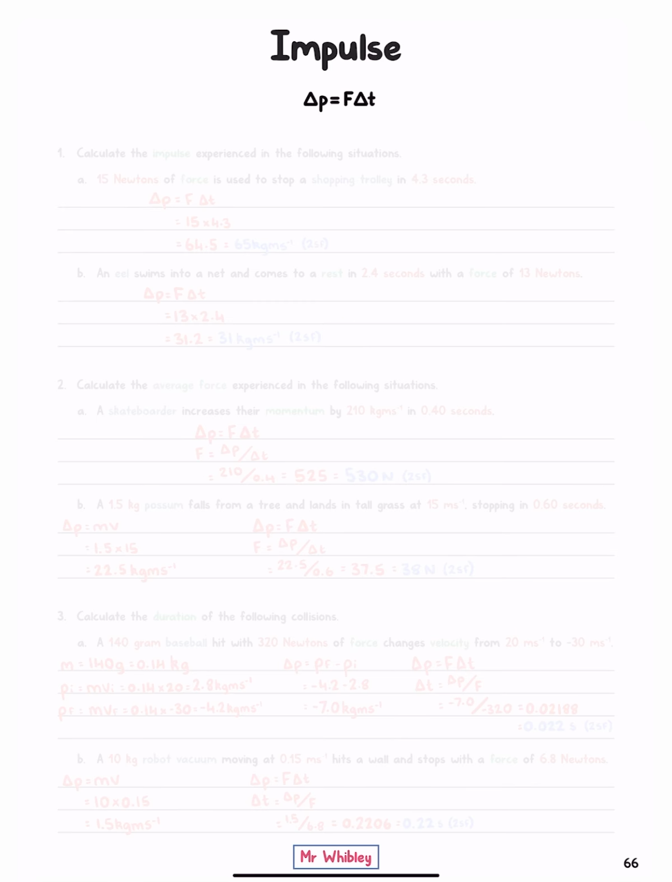Impulse. Question 1. Calculate the impulse experienced in the following situations, where by impulse we mean the quantity delta P. 15 newtons of force is used to stop a shopping trolley in 4.3 seconds.